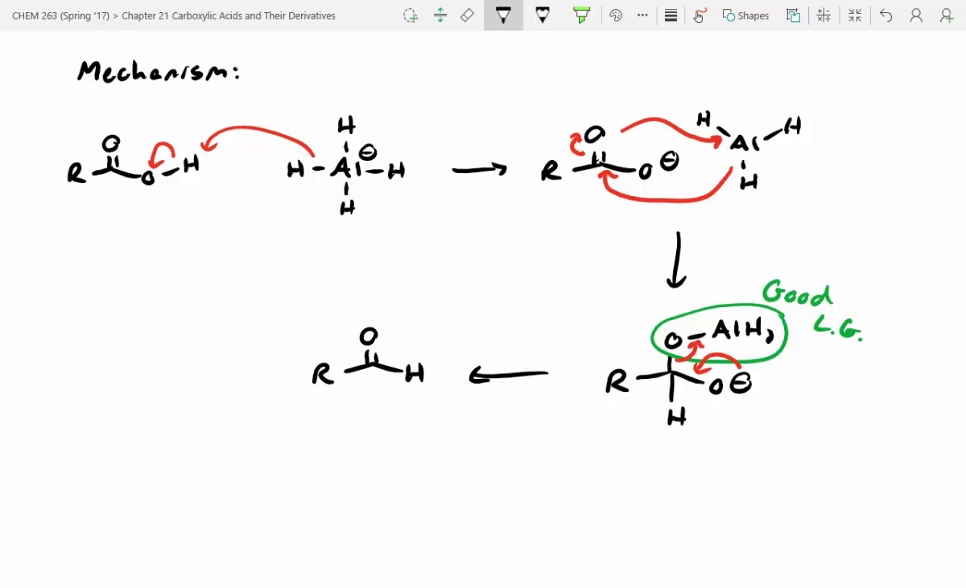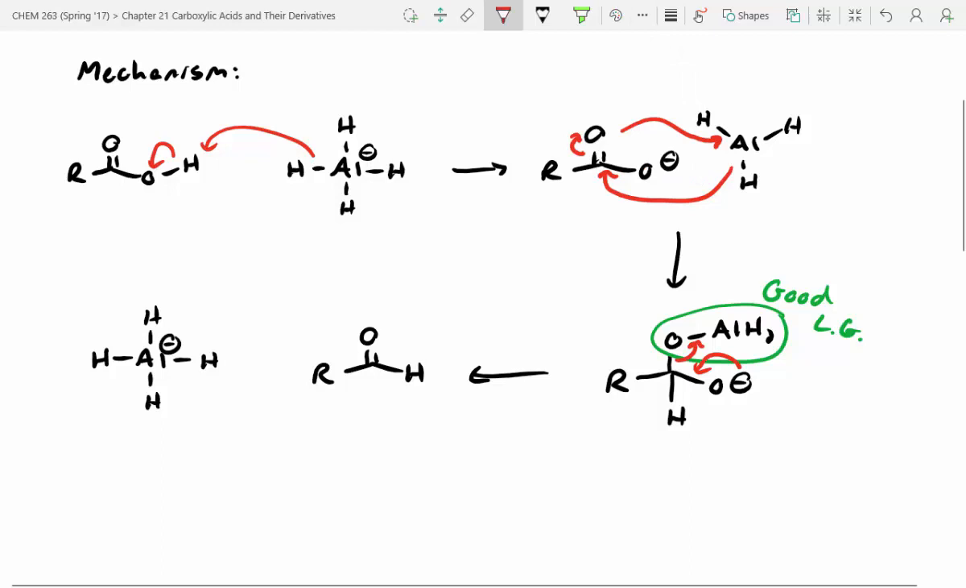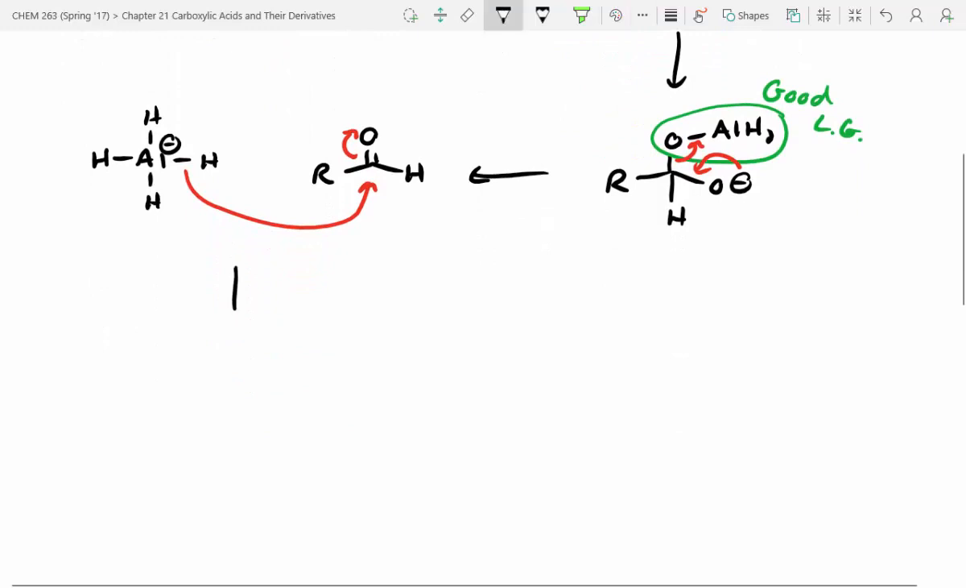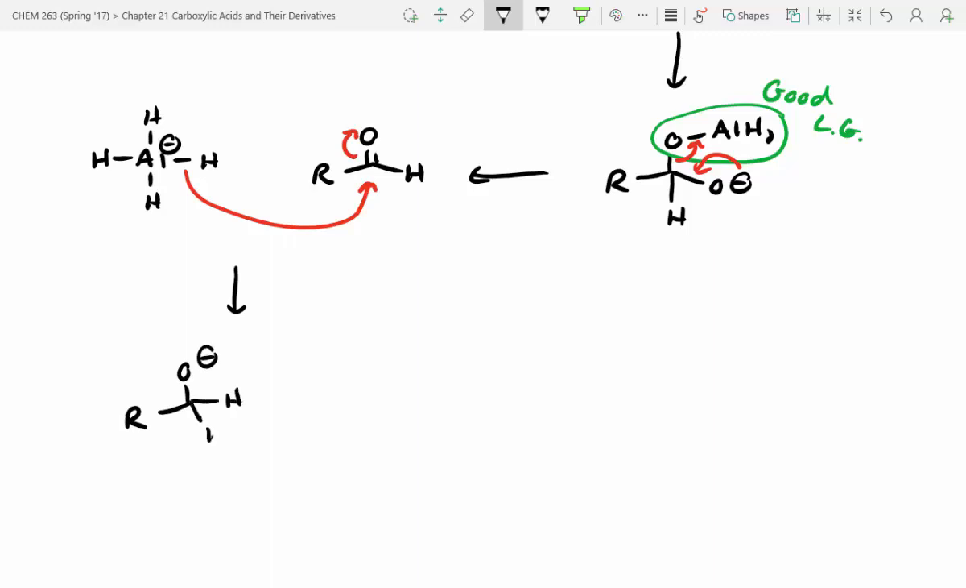At this point, though, it's really, really, really hard to stop at the aldehyde because it's even more reactive than your starting material. So usually this reaction is done with an excess of lithium aluminum hydride, where the next step involves another addition of hydride, followed by your acidic workup.